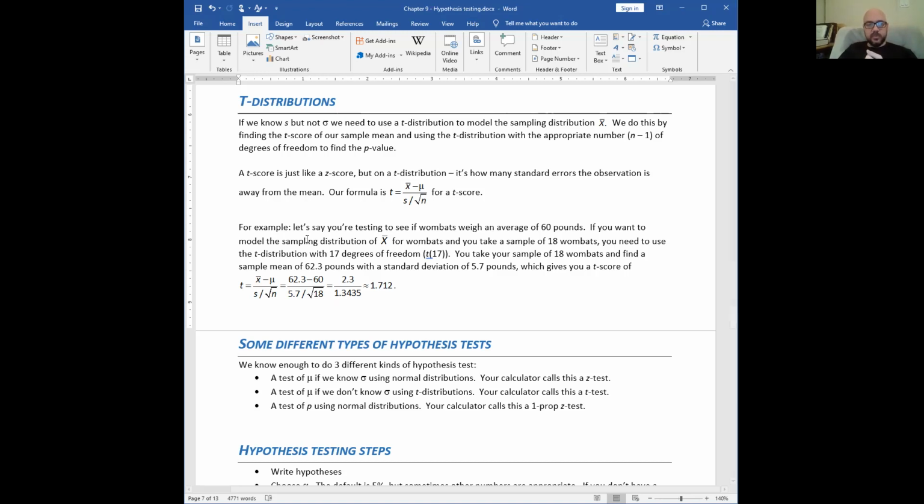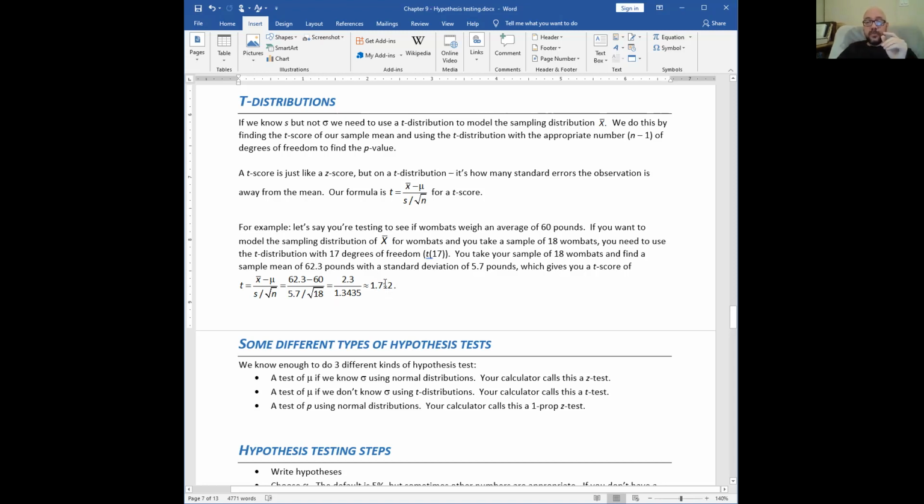So here's our sample. We get 62.3 pounds with a standard deviation of 5.7 pounds, which gives us a t-score of this. I plug all those things in. Here's x bar. There's my hypothesized mu of 60. This guy is S, and 18 is n. We would jam this all in our calculator to get a t-score of 1.712. This is really common. We're going to have to do this quite a bit when we're doing hypothesis tests. And then from here, we'll see what we would do with that in just a second.